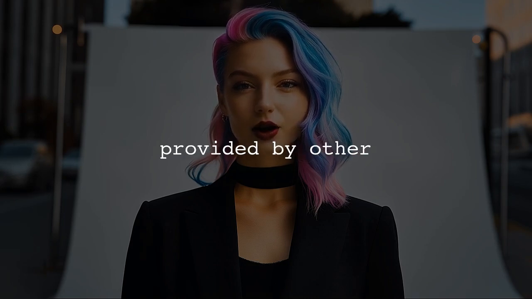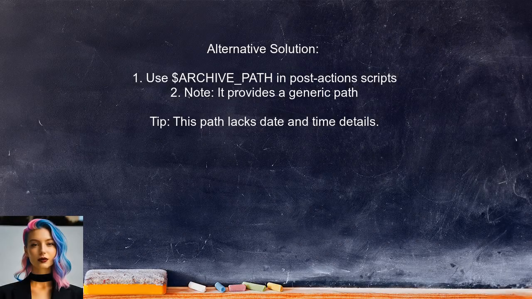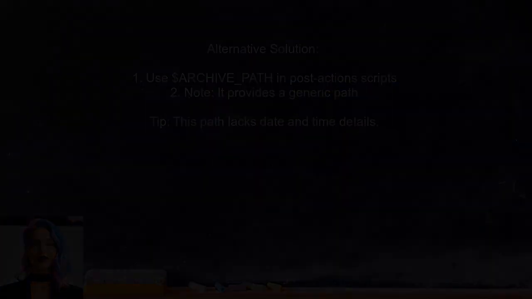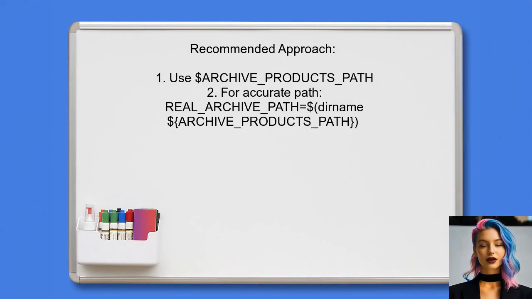Now, let's look at the answers provided by other users. An alternative solution provided by another user suggests using the archive path variable, which is available in archive post-action scripts. However, they note that this variable gives a generic path that doesn't include date or time details. Instead, they recommend using archive products path. For a more accurate path, you can define real archive path by using the command real archive path equals the directory name of archive products path.